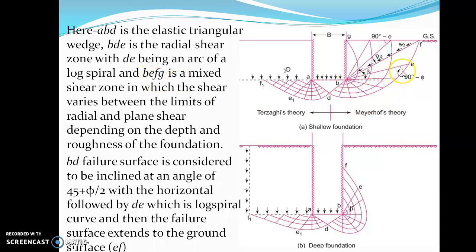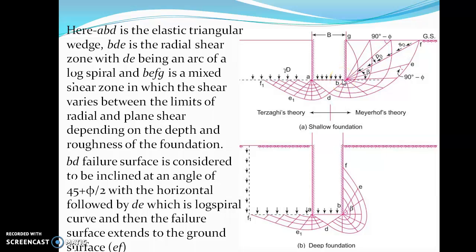BEFG is a mixed shear zone in which the shear varies between limits of radial and plane shear depending on the depth and roughness of the foundation. So based on how deep your foundation is laid, this entire curvature in some places might even look as if it's a linear curve. I mean, it's a line. So that depends on how deep your foundation is and what the roughness of the foundation is.